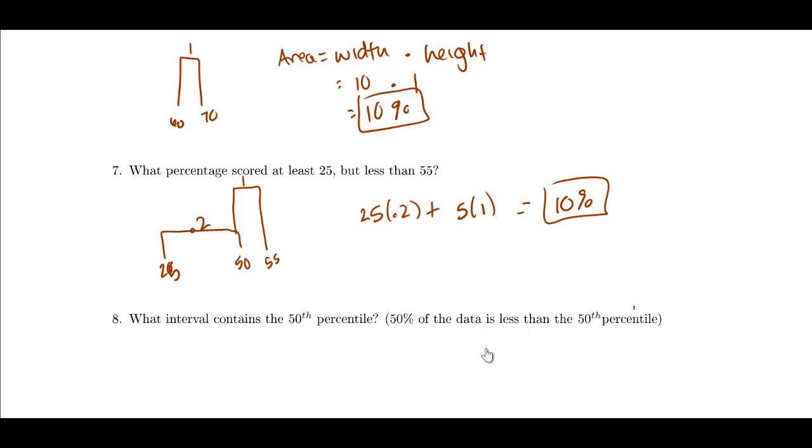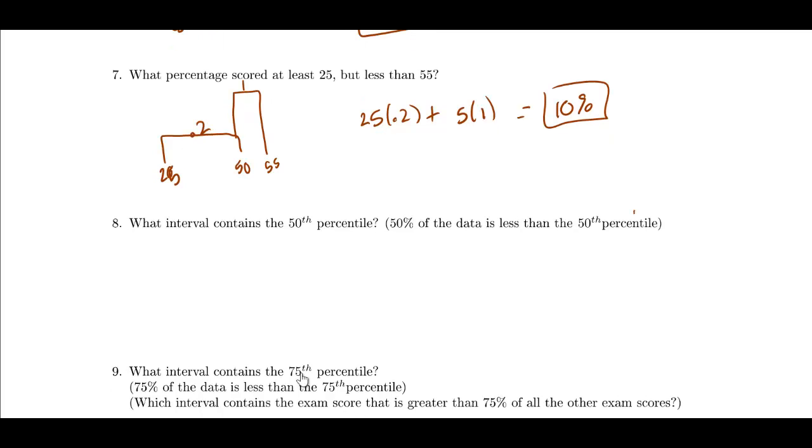Then I might make it even harder, and I might ask what interval contains the 50th percentile. Now 50th percentile just means that 50% of the data is less than the 50th percentile. So we're looking for the median or the middle point. So what I'm going to do is go through and add up all of my percentages and see about where 50% would lie. So I'm going to start at the bottom, with my lowest number. My lowest number is from 0 to 50 with a height of 0.2. So if I multiply that out, 50 times 0.2, that gives me 10%. So I'll just make a note of that. So I have 10% in the first block.